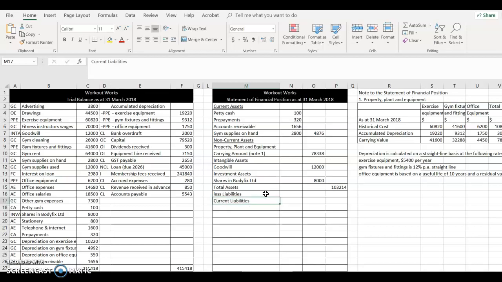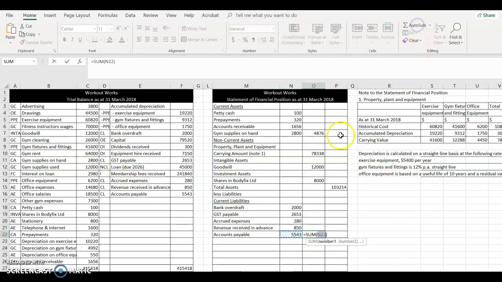And again, the first one's current, underline it. And there's quite a few, anything that says CL over the side, I've got a few of those. GST will give us 2 Excellence marks, I believe. Bank overdraft, GST payable, accrued expenses, revenue received in advance, and accounts payable. And because we've taken them, we can fill across and get a total current liabilities. A lot of marks in that one.